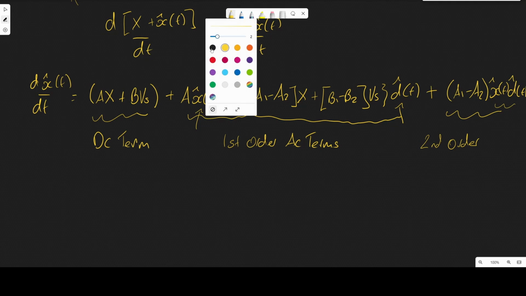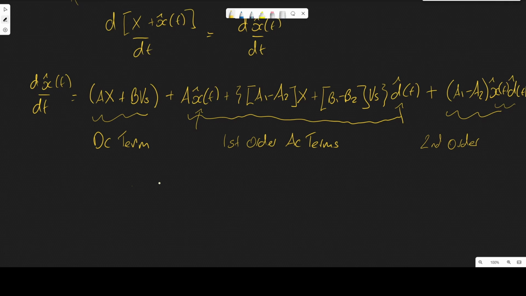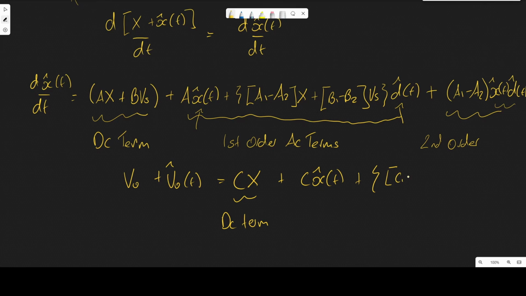And for the output, we have Vout plus Vout hat, which is equal to the DC term C multiplied by X, and the AC term C x hat, plus (C1 minus C2) multiplied by X, and the AC term of the duty cycle.